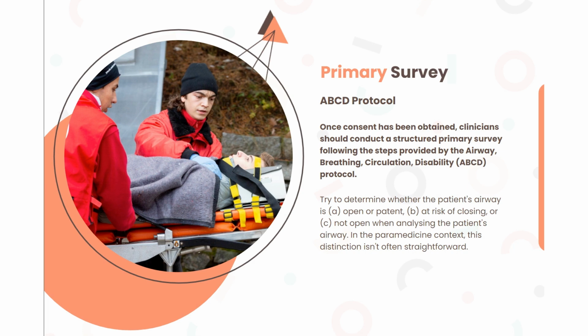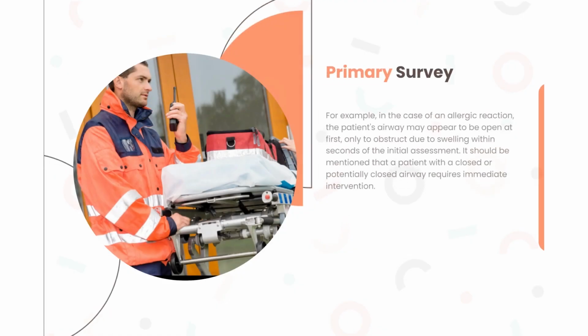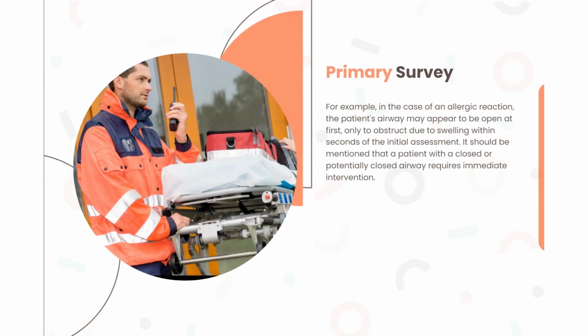Try to determine whether the patient's airway is A. Open or patent, B. At risk of closing, or C. Not open when analyzing the patient's airway. In the paramedicine context, this distinction isn't often straightforward. For example, in the case of an allergic reaction, the patient's airway may appear to be open at first, only to obstruct due to swelling within seconds of the initial assessment. It should be mentioned that a patient with a closed or potentially closed airway requires immediate intervention.